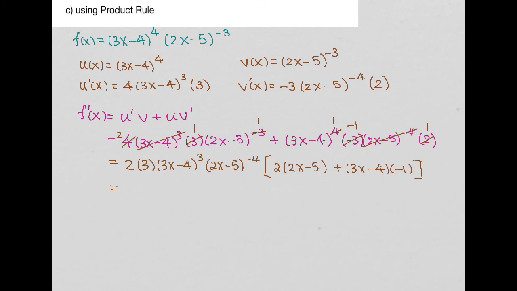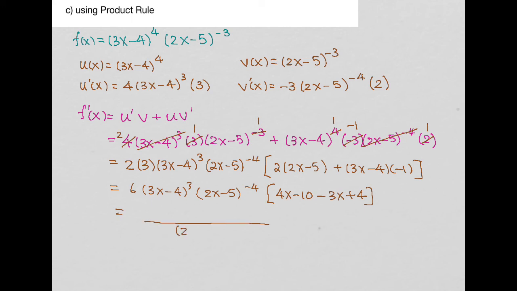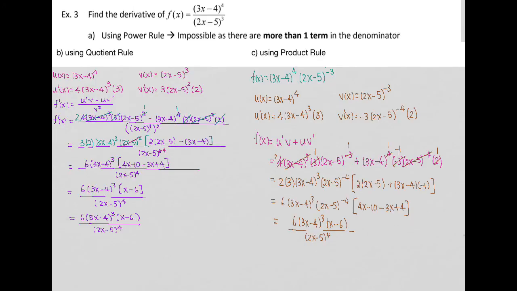Next, simplify the square bracket by expanding and collect the like terms, and move the negative exponent into the denominator. And here is our differentiation. So whenever you have a function that's a fraction that also have an exponent, then we will recommend you to use the product rule because that will be easier to do it.